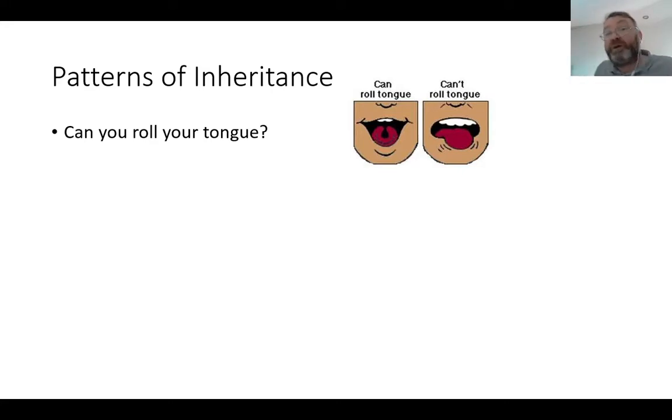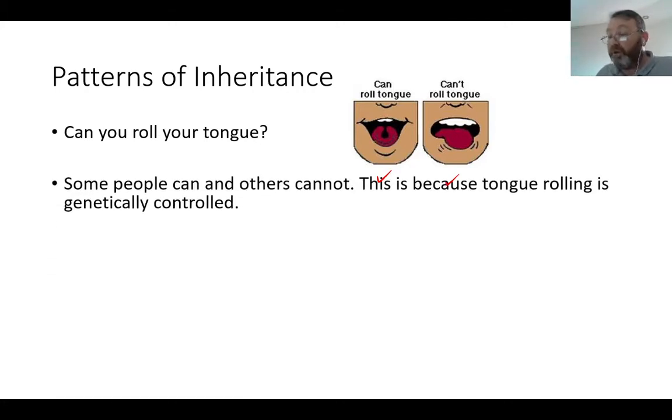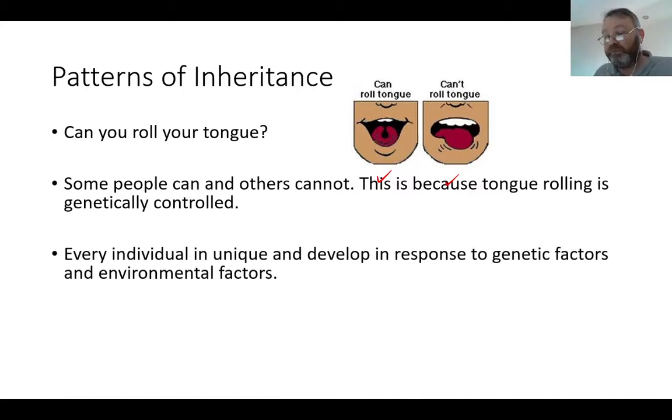So there's only two possibilities. I don't want to hear from anybody telling me that you could half roll your tongue. You can't. You can either roll your tongue or you cannot roll your tongue. Okay? And it's not being able to roll your R's, it's rolling your tongue. It's genetically controlled. Some people can, others can't, because tongue rolling is genetically controlled. And every individual is unique and develops in response to genetic factors and environmental factors.